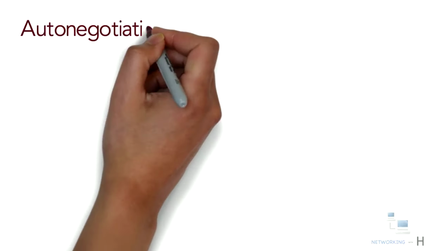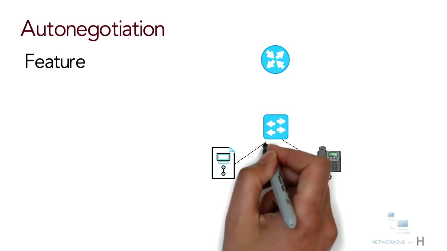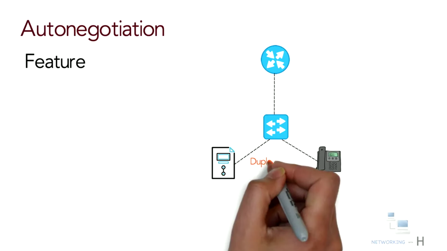Next, let's see what is Ethernet auto negotiation. Auto negotiation is a feature that allows a port on a switch, router, server, or other device to communicate with the device on the other end of the link to determine the optimal duplex mode and speed for the connection.